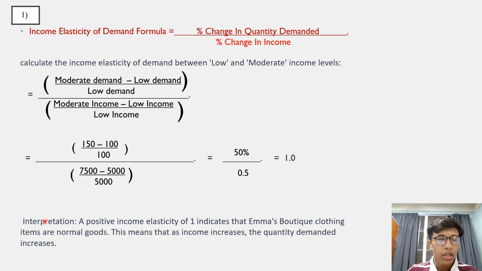So, interpreting the income elasticity of demand, a positive income elasticity of 1 indicates that Emma's Beauty clothing items are normal goods. This means that as income increases, the quantity demanded also increases. So that's all for the answer to the question. So we go to the next question.